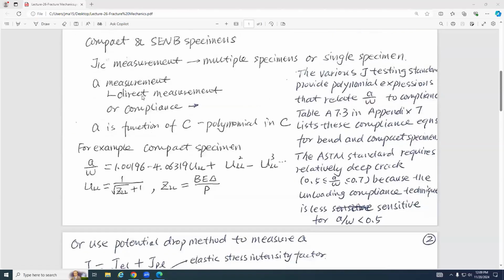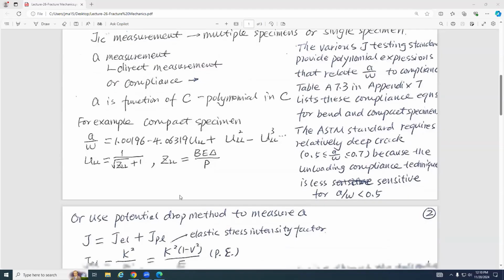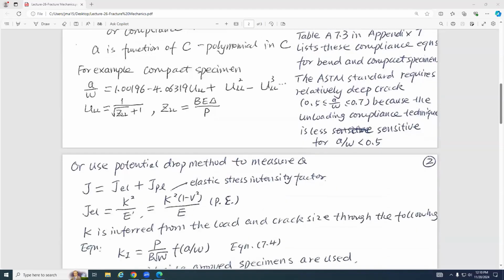And you can just use the direct measurement or compliance measurement. And you can also measure the crack length using the potential drop method. And do you guys still remember what is the potential drop method? As the name suggests, potential drop means the voltage potential drop. Can somebody tell me, refresh your memory, what is the potential drop method? Like, take a specimen, measure the voltage difference across it, and as the crack increases, the voltage difference will change. Yes, yes. Okay.